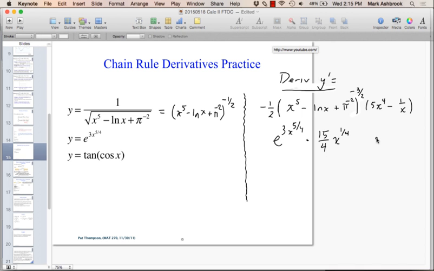Okay, good. Where is Miranda Little? How'd this last one go? I got secant squared of cosine x times negative sine x. How'd you do?